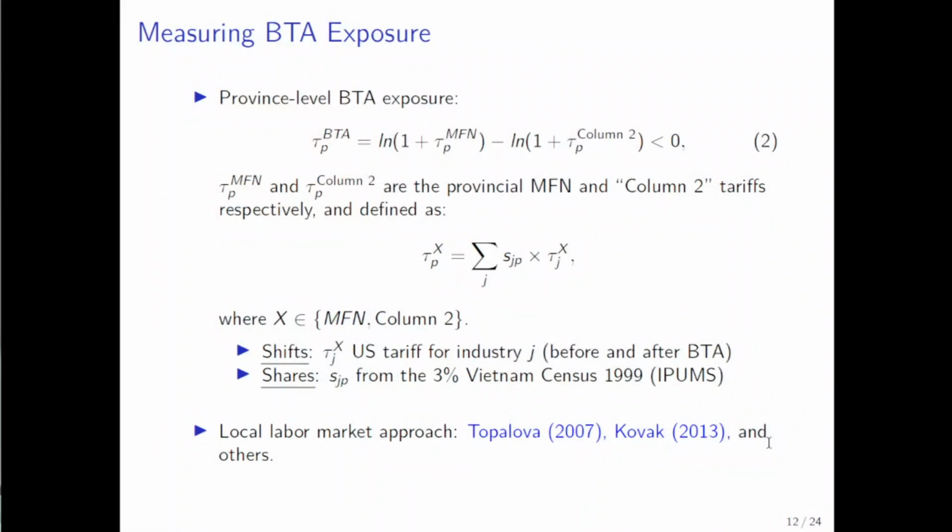We use the local labor markets approach. So we look at province level BTA exposure. We have 2-digit tariffs, the MFN and column 2. And once we get these tariffs, what we do is we get a weighted average for the province, and we restrict ourselves to traded goods, following work by Kovac, who showed theoretically that the best approach is to use just the traded sectors.